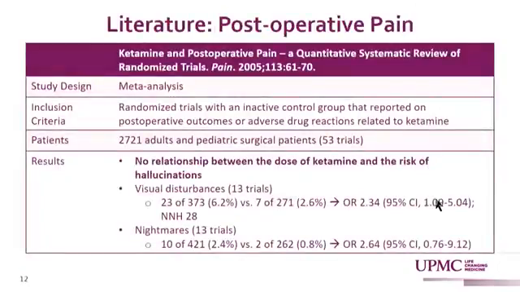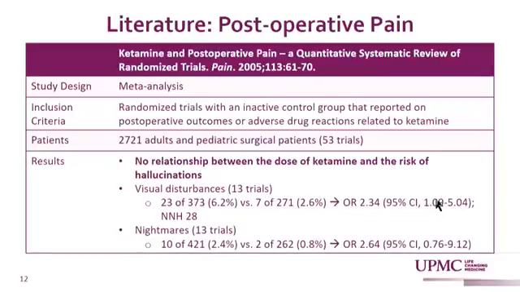Ketamine's data is more available for postoperative pain, so I'm going to use this data to explain the emergence reaction. This is a meta-analysis published in 2005 in the journal Pain. The authors searched for randomized comparisons of ketamine to inactive controls in surgical patient populations, including both adults and pediatrics. And they evaluated pain outcomes, opioid sparing, and adverse effect profile.